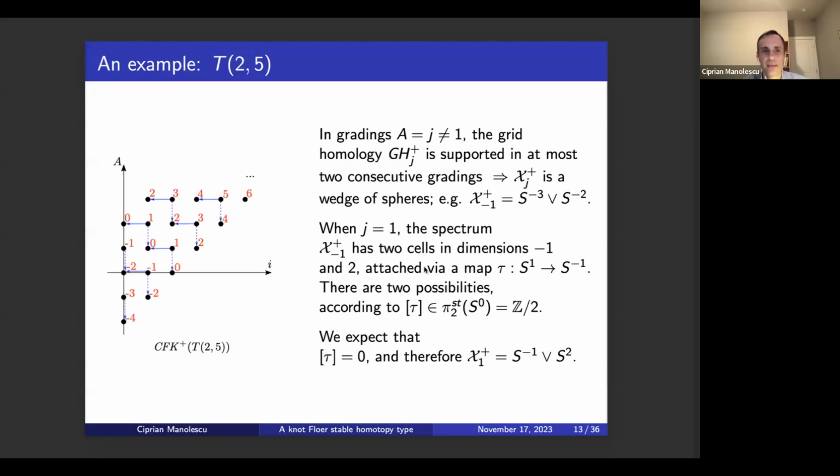And then you can think of them as cells. So it's a CW complex with a cell in dimension -1 and 2, and they're attached by some map from S^1 to S^-1. This is all stable, so this is an element in the second stable homotopy group of spheres, which is Z/2. So there are two possibilities, and it turns out that actually the element is 0, and this is a wedge of spheres as well.